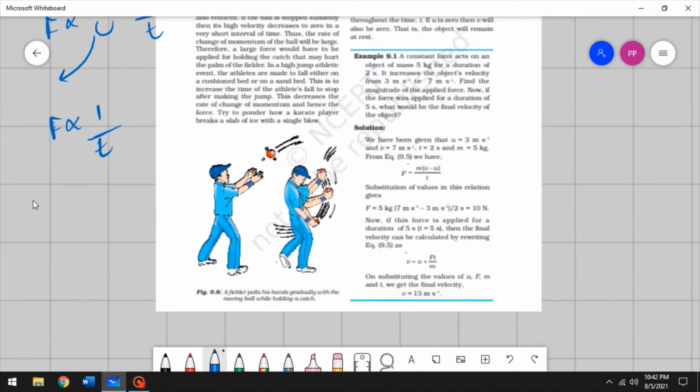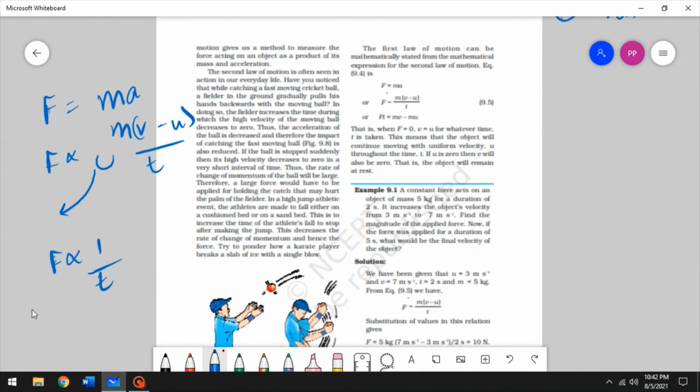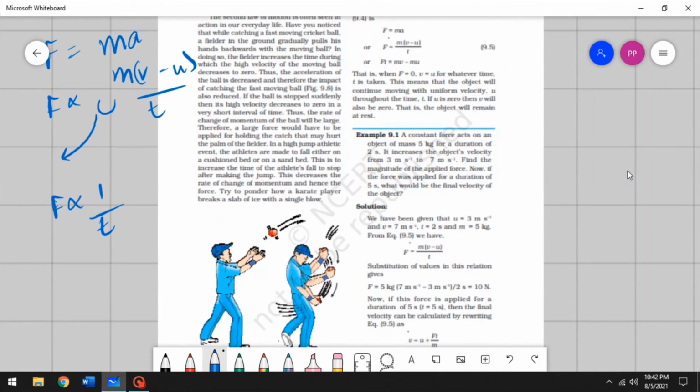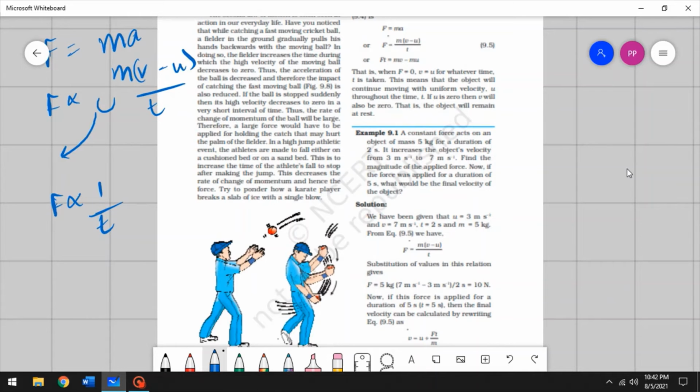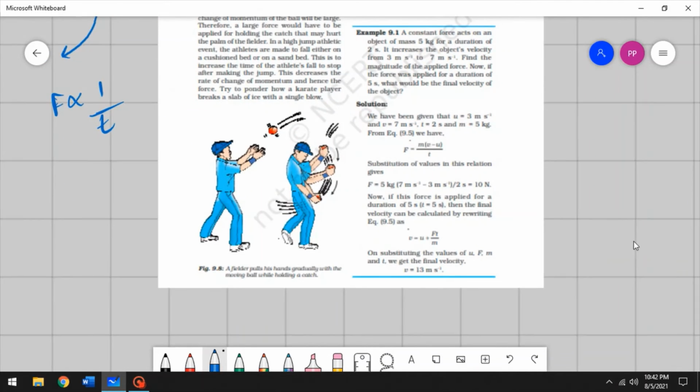Alright. Same with many other examples. You can find they're very fascinating examples. When I read them for the first time, I thought, whoa, that's how they use physics in every single thing that's happening around us in the world, right? Alright, so this is a numerical that we have here, example 9.1.